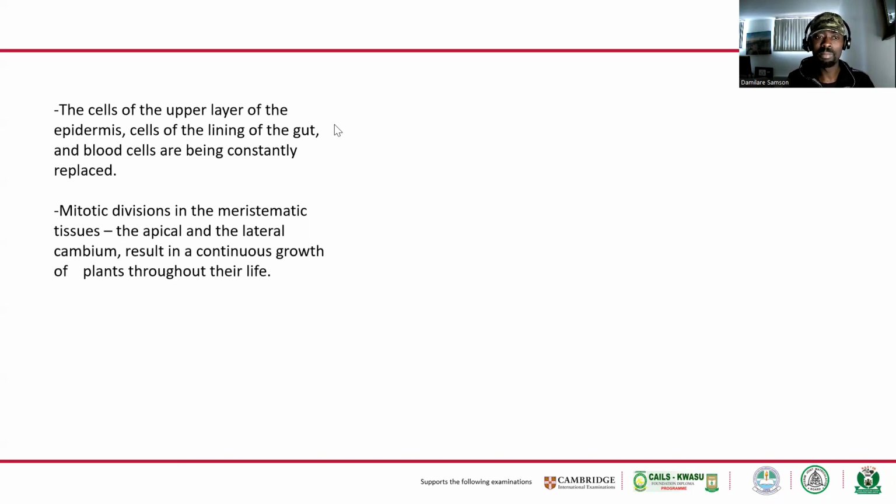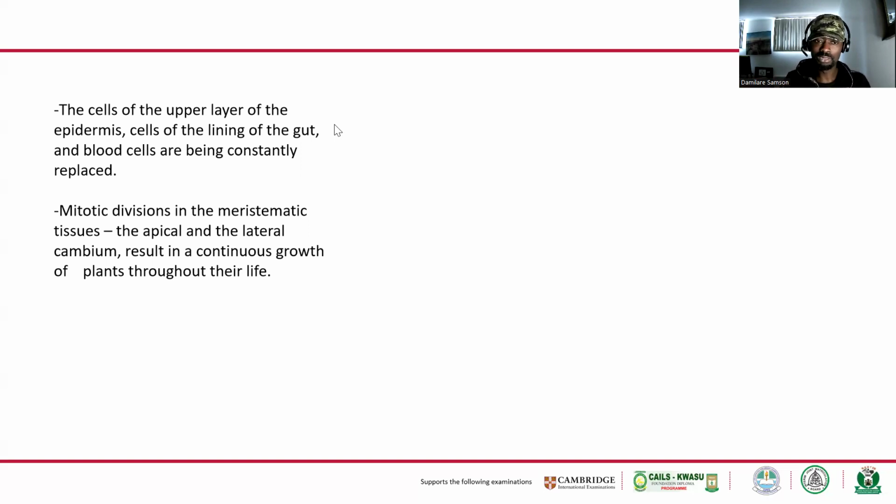Mitosis. And the last point here: mitotic divisions in the meristematic tissue. The apical and the lateral cambium result in a continuous growth of plants throughout their life. So that is also an example. I don't really want to talk much about plants here because that's under botany, we might still talk a little about it, but all the same it is the same explanation that we have here.